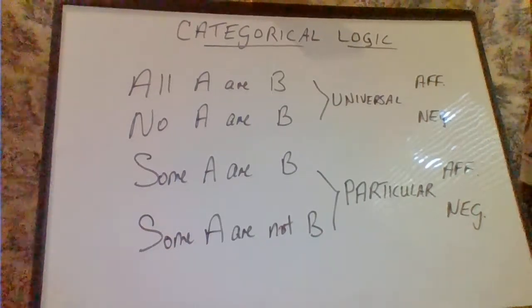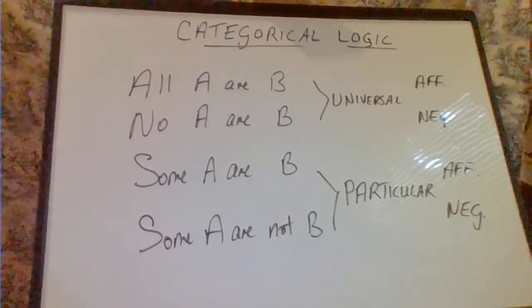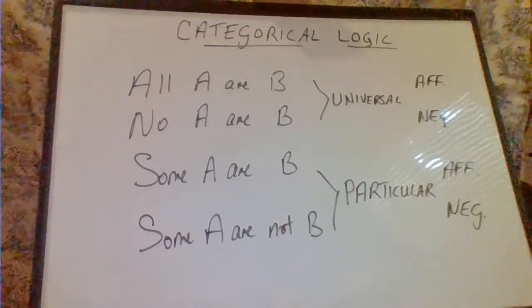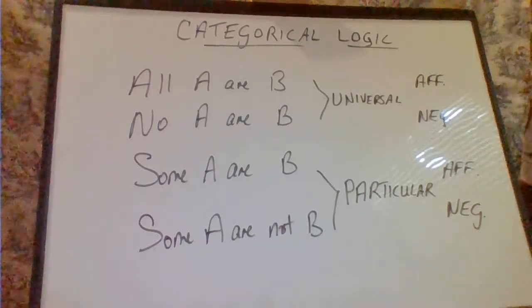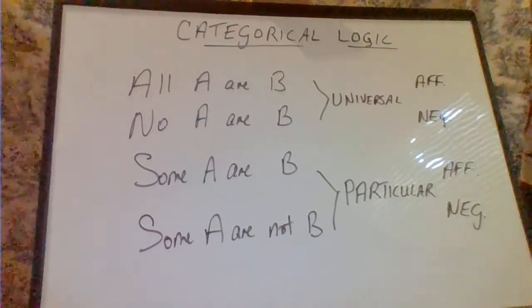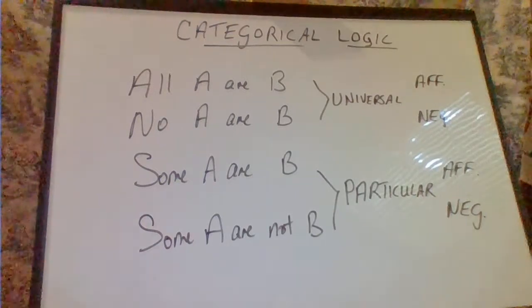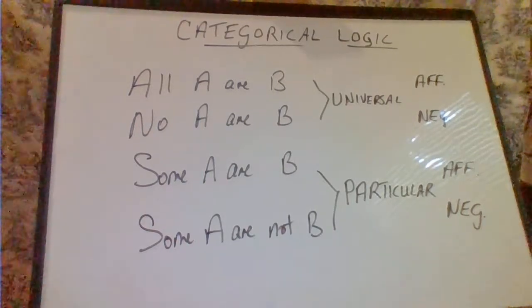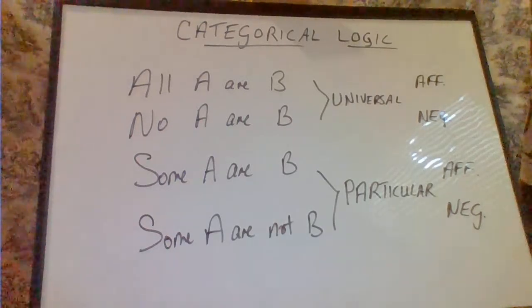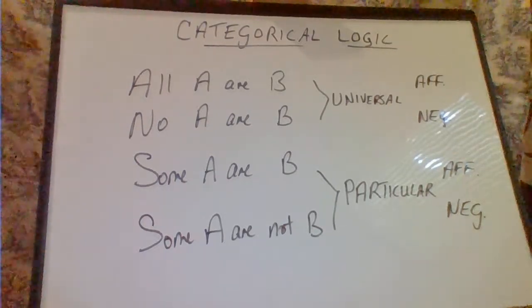Well, as I said, categorical logic is a form of logic, the very first form, that was created about 2300 years ago by the philosopher Aristotle. And the reason why this is referred to as categorical logic is because in this form of logic, all of the statements that we use have to fit one of four types of sentences. And I have these on the board here for you. As an example, we have all A are B, no A are B, some A are B, and some A are not B. Now, of course, A and B are just placeholders for your subject and predicate.